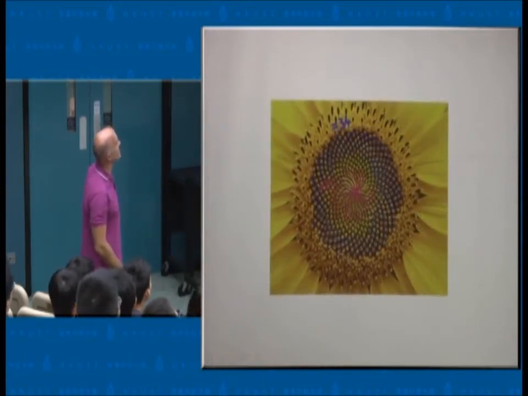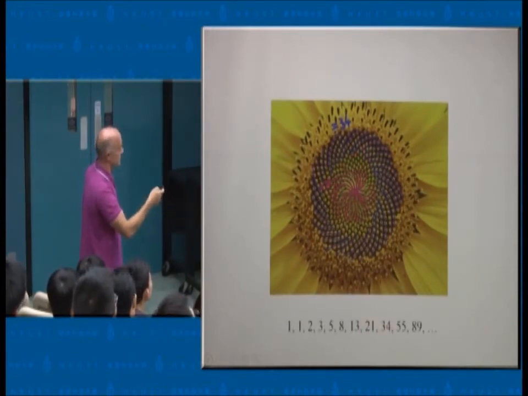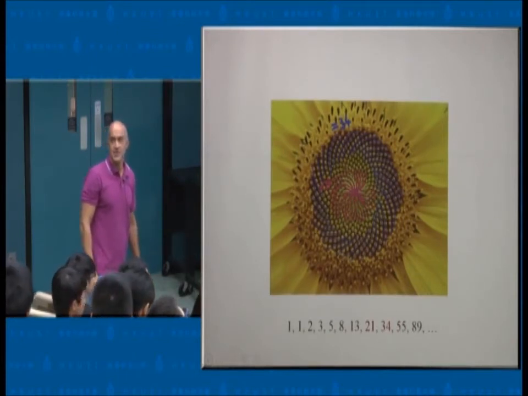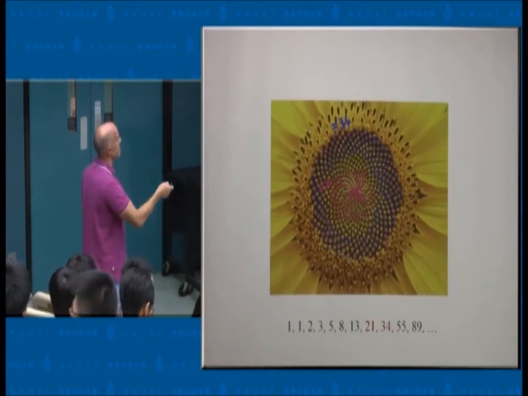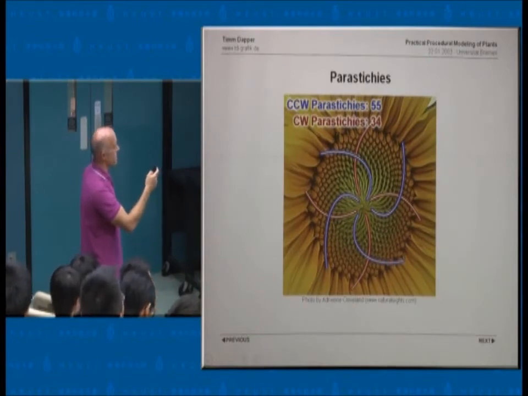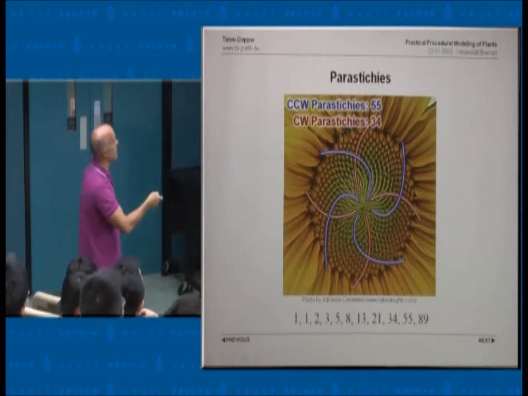So here's the count: 21 and 34. So 34 going clockwise, 21 going counterclockwise. Those are two Fibonacci numbers. This is the Fibonacci sequence, 21 and 34. Here's another one I took from the internet. You count these spirals, 34 and 55. These are two Fibonacci numbers.